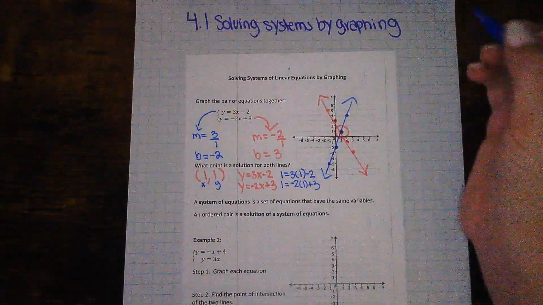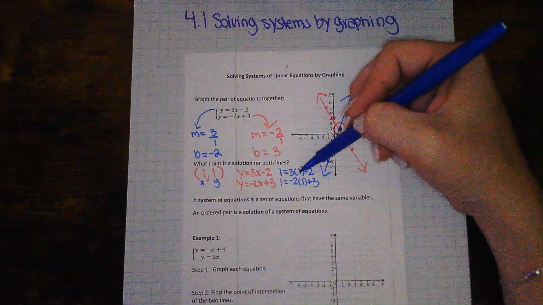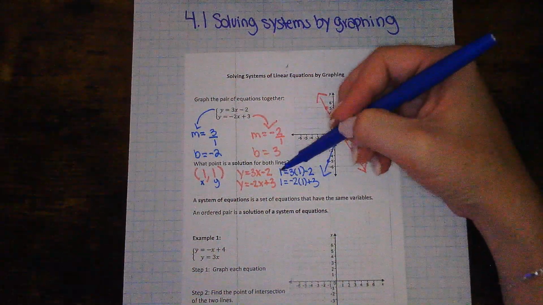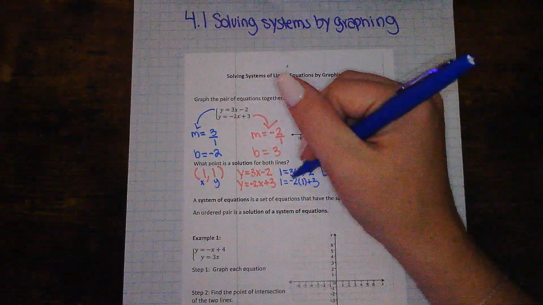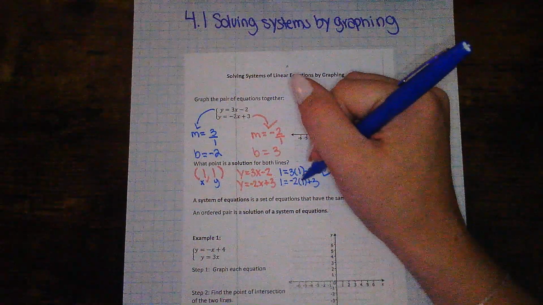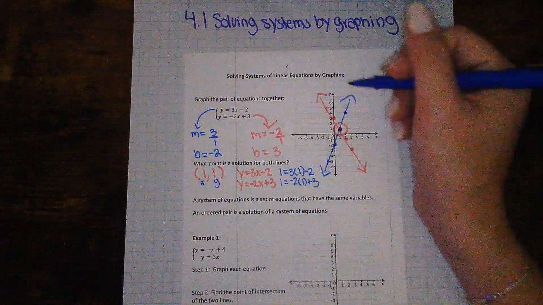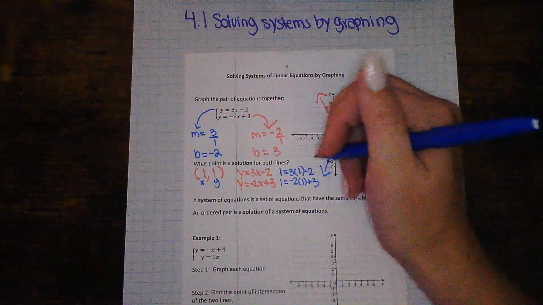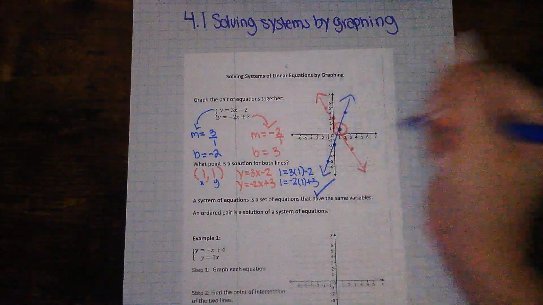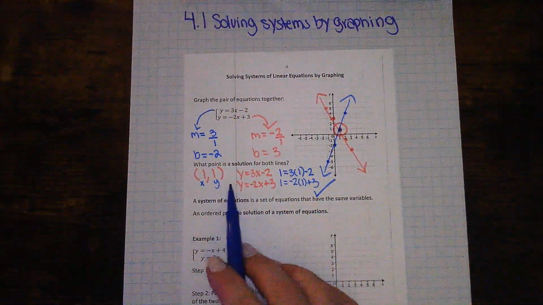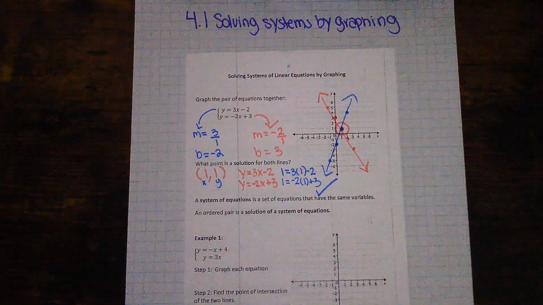So 3 times 1 is 3, minus 2 is 1, so that's true. And negative 2 times 1 is negative 2 plus 3 is 1, so that's also true. So both of these prove that this point is a solution for both of these lines.